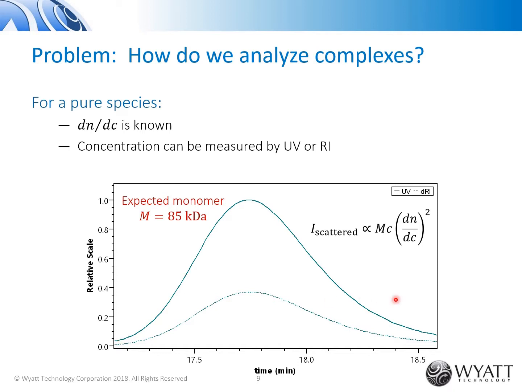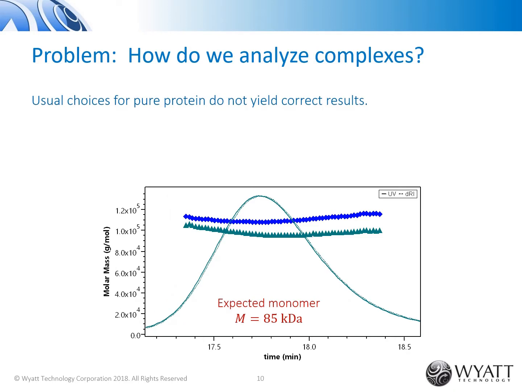So for a simple molecule, we might get the concentration from the UV detector using our known extinction coefficient, or we might get the concentration from the RI detector with the known dn/dc. Then we combine this with the light scattering intensity to get the molar mass. But this doesn't quite work for a complex. So here's the same chromatogram, and now I've overlaid the measured molar mass using our two different types of calculations.